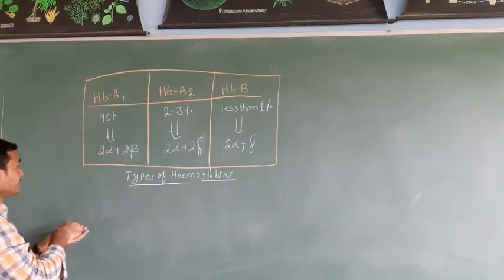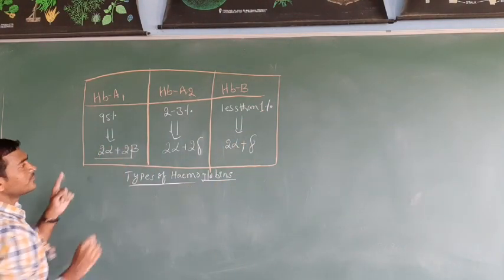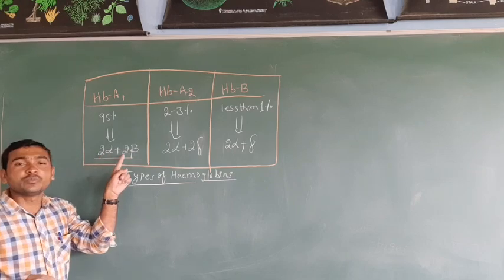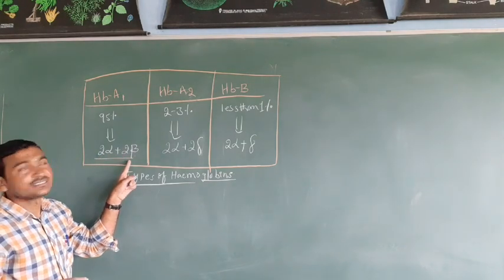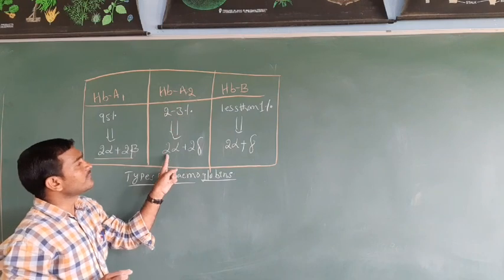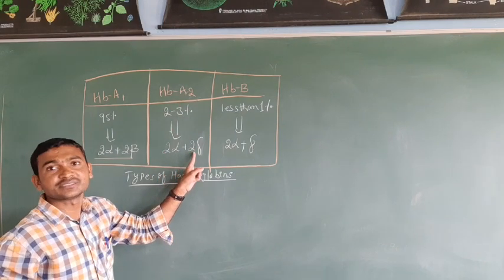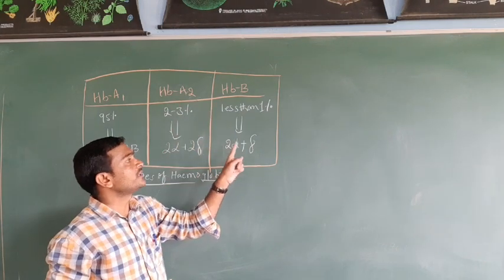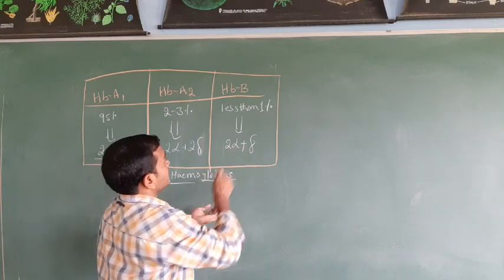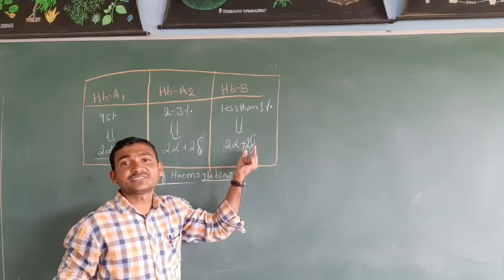See here, hemoglobin A1 has 4 chains: 2 alpha chains and 2 beta chains. Hemoglobin A2 has 2 alpha and 2 delta chains. Now hemoglobin F has 2 alpha and 2 gamma chains.